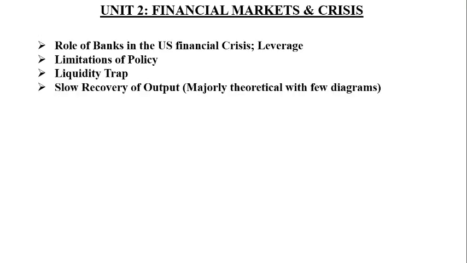For Unit 2, financial markets and crisis, it is basically a theoretical unit, but still we have to go through some major concepts like the role of banks in the US financial crisis, leverage, limitations of the policy, liquidity trap, and slow recovery of output. We have to majorly grasp the theoretical points, also with a few diagrams about liquidity trap and limitations of policy.